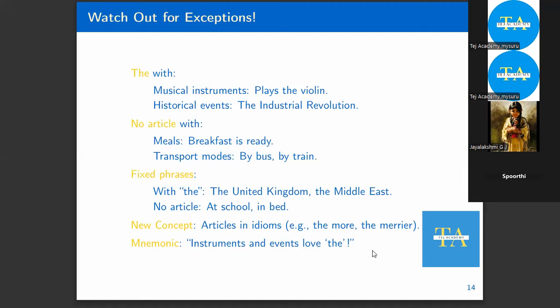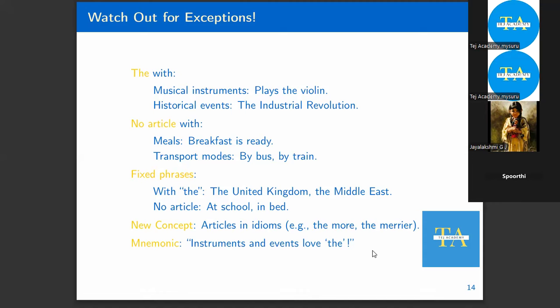Okay, watch out for exceptions. Exceptions matter because it is the situation in which most students, including everyone, will face confusion. We have to use the with musical instruments. He plays the violin. She is good at playing the guitar. So while speaking about musical instruments like violin, guitar, piano, I'm playing the piano, we have to use the with them.